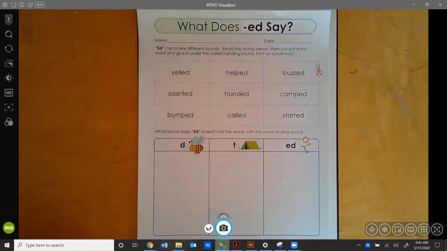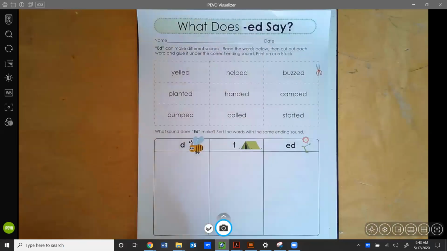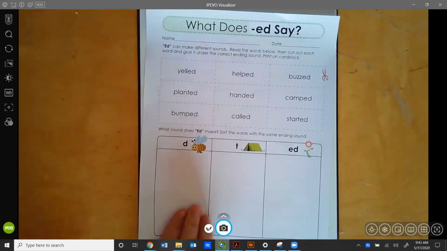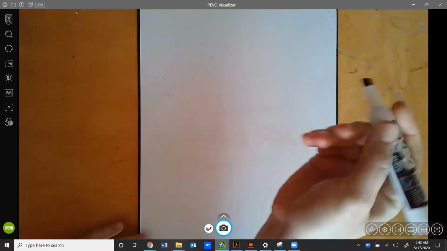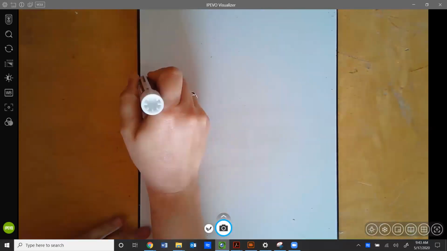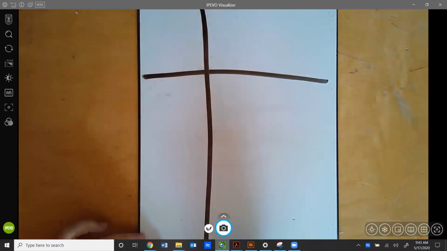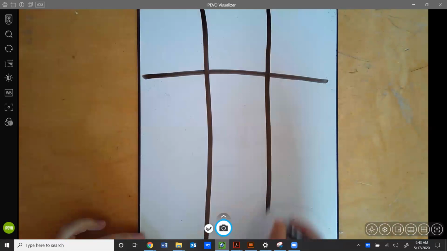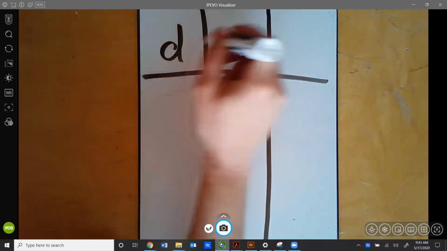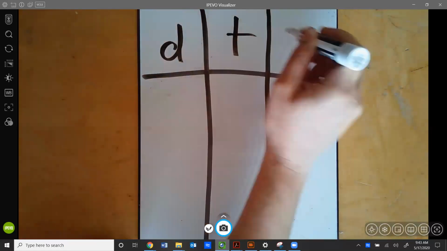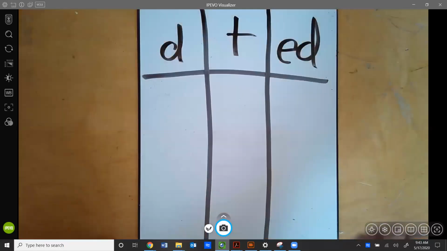So let's say you don't have a printer. Well, maybe you have a piece of paper, or you have a little whiteboard that you can use at home. I'm going to use a whiteboard. You can do this on a piece of paper. You can make 3 columns, and it doesn't have to be perfect. You see my lines are not perfect. You can say d, t, and ed, and then you can start sorting the words.